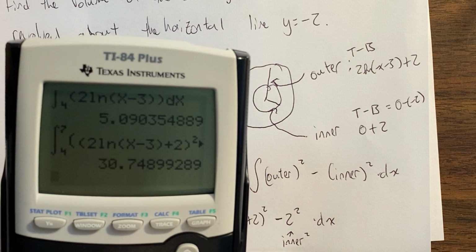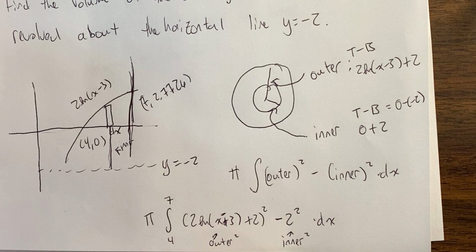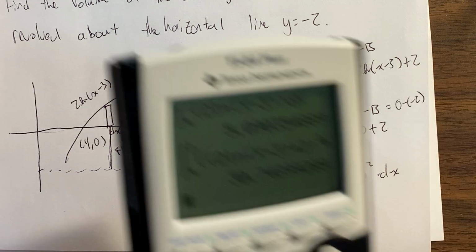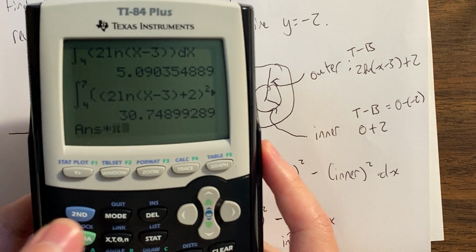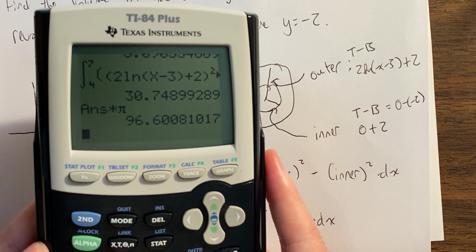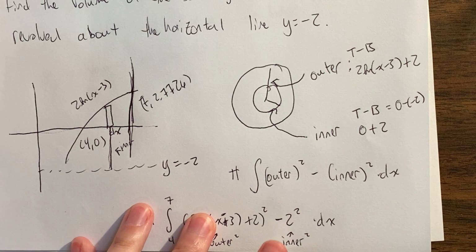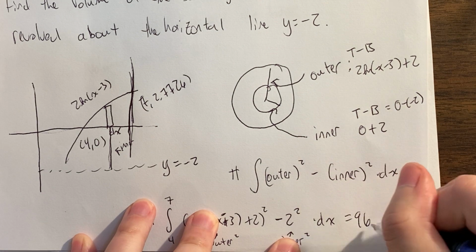And then Freddy tells me this is 30.7489, but this is actually not the answer. Remember to not forget to multiply by pi. So it's going to be times pi here, and we get 96.601. So again, this is a typical washer question.